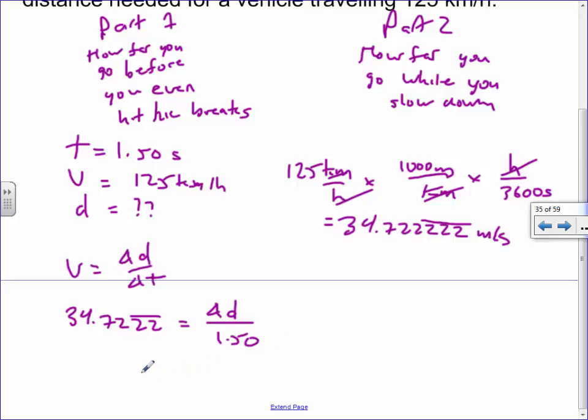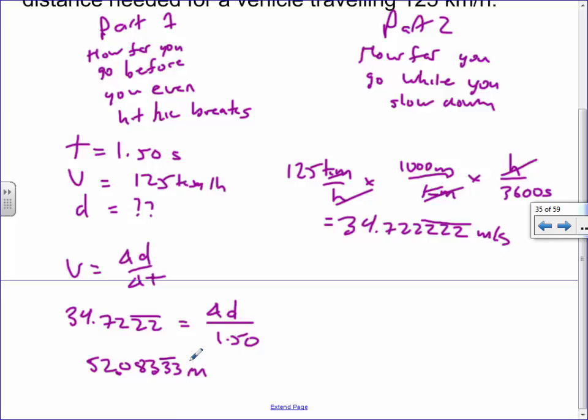I got a distance of 5208 point. Oh, hang on, I missed the 1.50. 52.08, 3 repeating. There's a decimal sitting there. Does it follow that so far? Is that 53 repeating? Yeah, it's repeating. I just didn't write the bar.